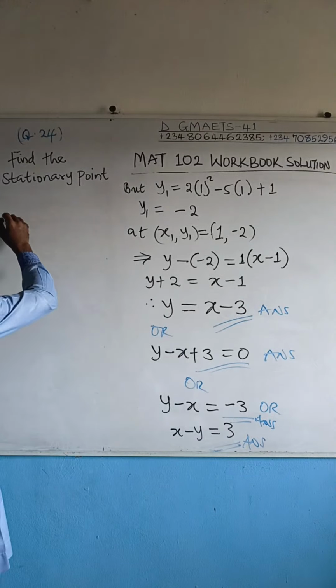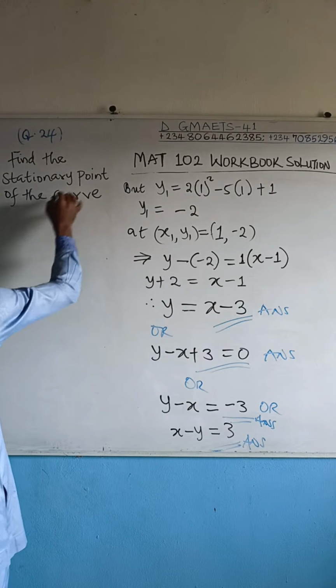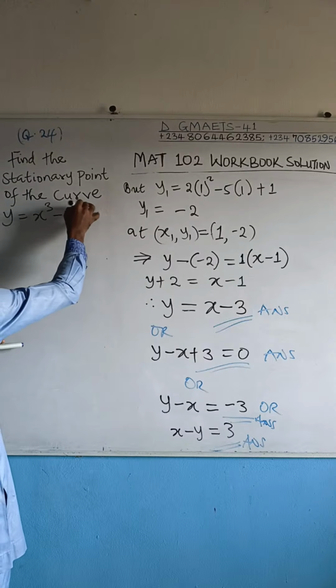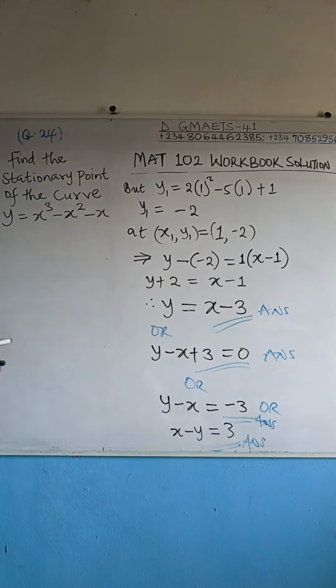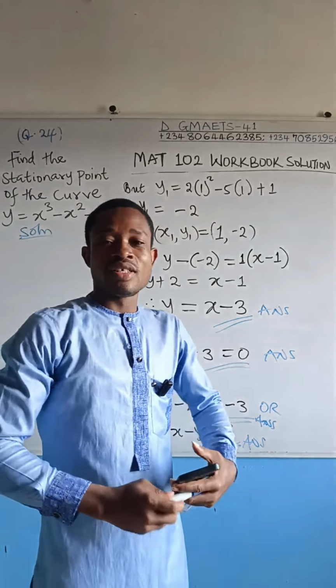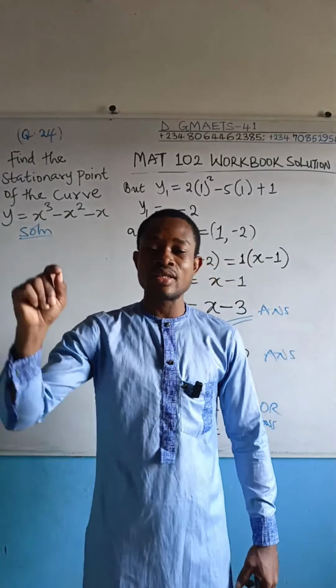Find the stationary point of the curve y equals x cubed minus x squared minus x. We have to find the stationary point. Whenever you hear stationary point, it is the same as turning point. It is the same as critical point. It is the same as steady state condition or point.